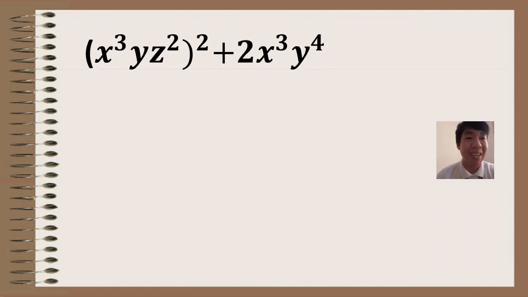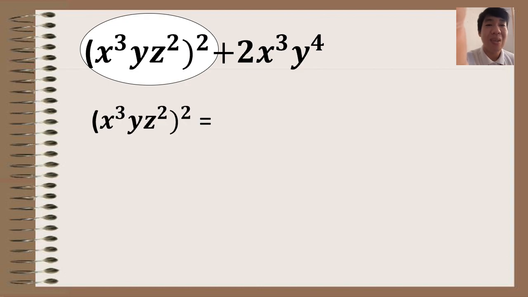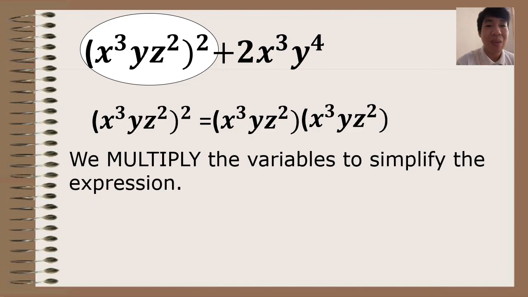Last example. We have an algebraic expression x cubed yz squared quantity squared plus 2x cubed y raised to 4. We can see that the first term was not simplified. So, it must first be simplified so that we have a simplified algebraic expression. So, the first term, x cubed yz squared quantity squared, can be written as x cubed yz squared times x cubed yz squared. We multiply the variables to simplify the expression.